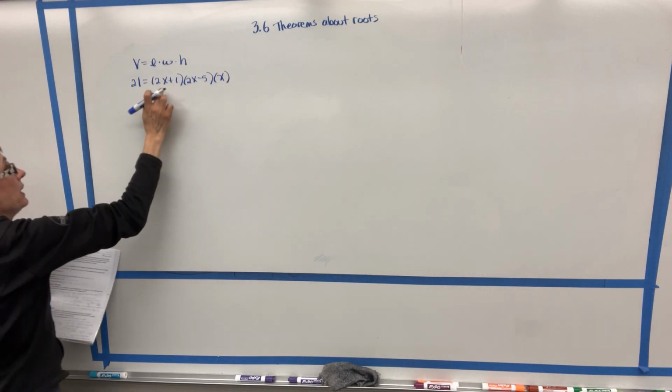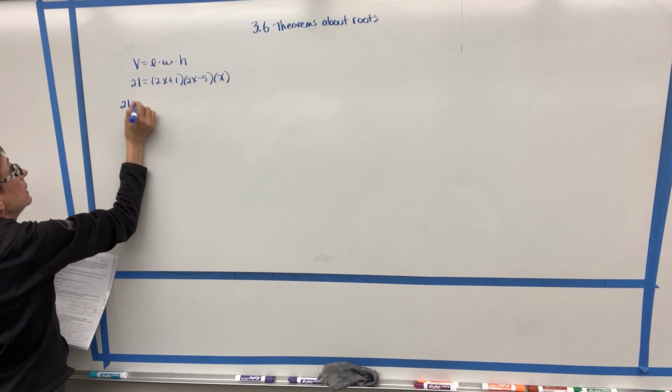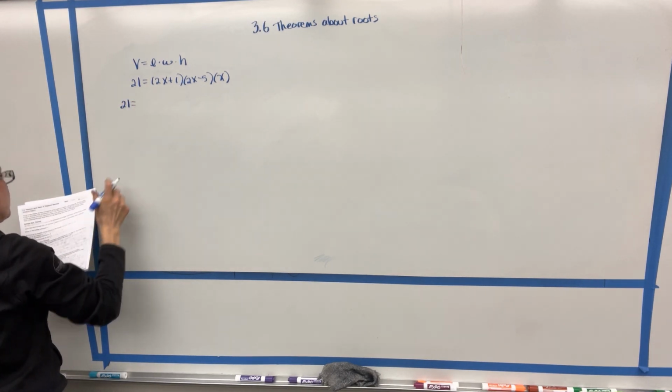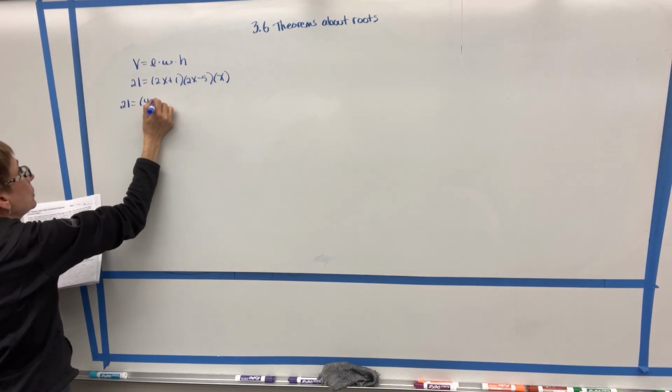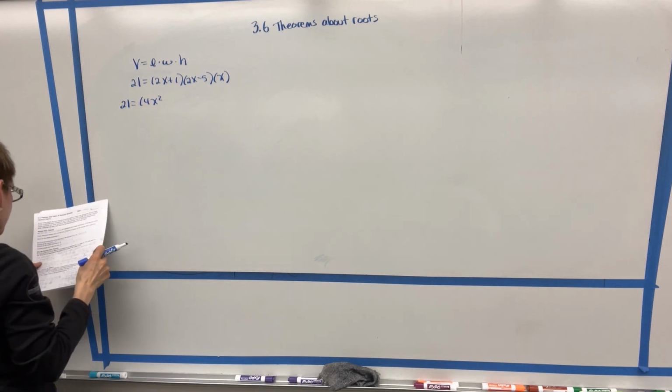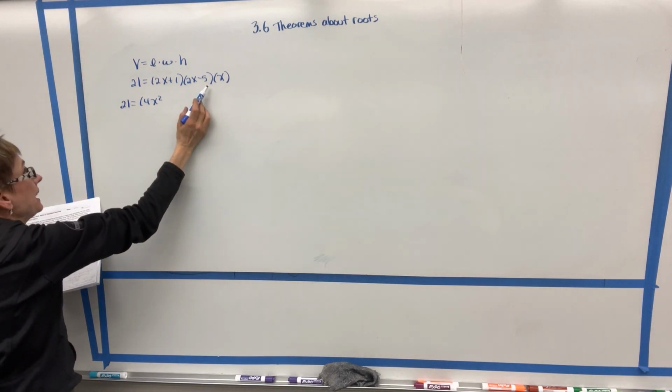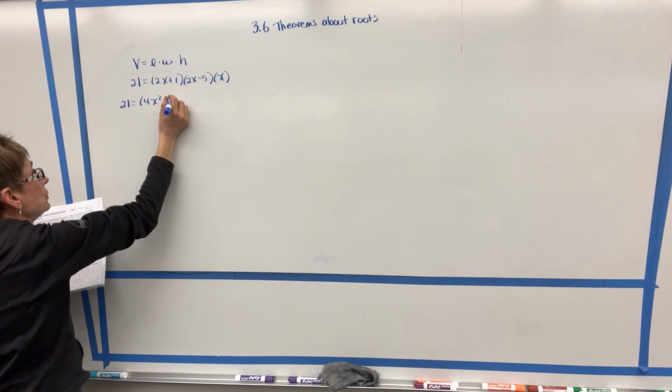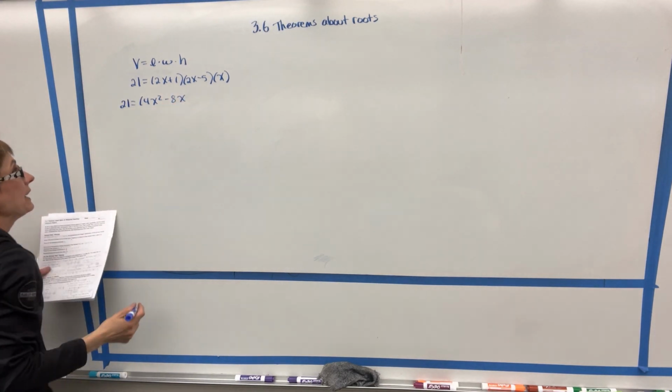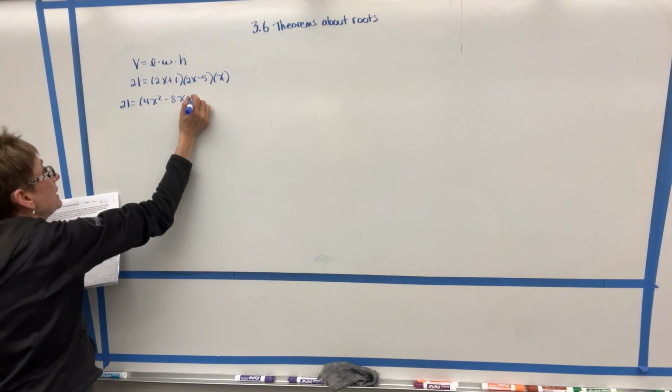I would probably FOIL this here. So 2x times 2x would give me 4x squared. 2x times negative 5 would be negative 10x, and then I have a positive 2, so it'd be negative 8x when I combine my like terms, and a negative 5.